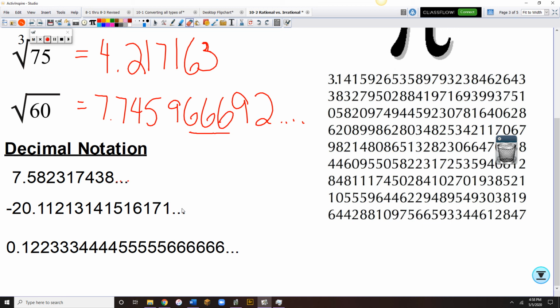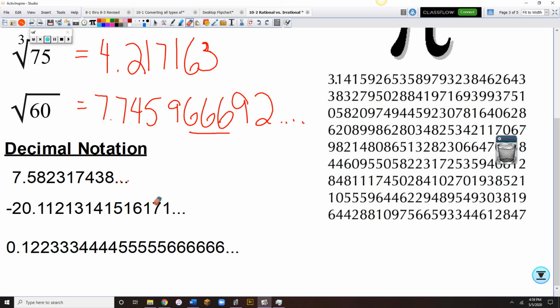The last one is also tricking you: 1, 2 2s, 3 3s, 4 4s, 5 5s, 6 6s. Pattern? Yes. Is it a pattern that repeats? We don't see any evidence of that. So pattern does not mean rational. Pattern doesn't mean anything. Just keep in mind that the only decimals that are rational are the ones that repeat.